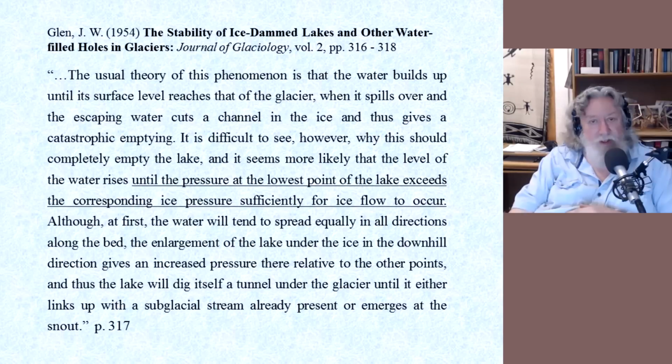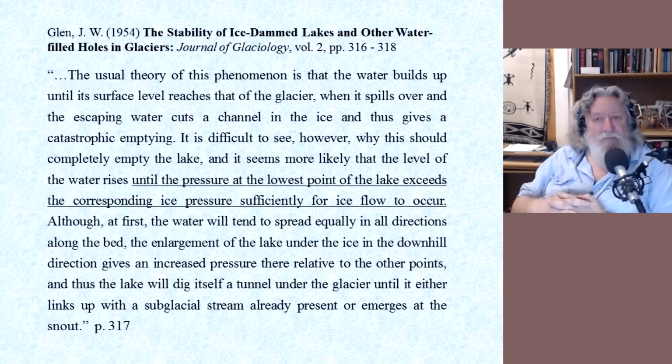The usual theory of this phenomenon, as Glenn goes on to say, is that the water builds up until its surface level reaches that of the glacier, when it spills over and the escaping water cuts a channel in the ice and thus gives a catastrophic emptying. It is difficult to see, however, why this should completely empty the lake, and it seems more likely that the level of the water rises until the pressure at the lowest point of the lake exceeds that corresponding ice pressure sufficiently for ice flow to occur.